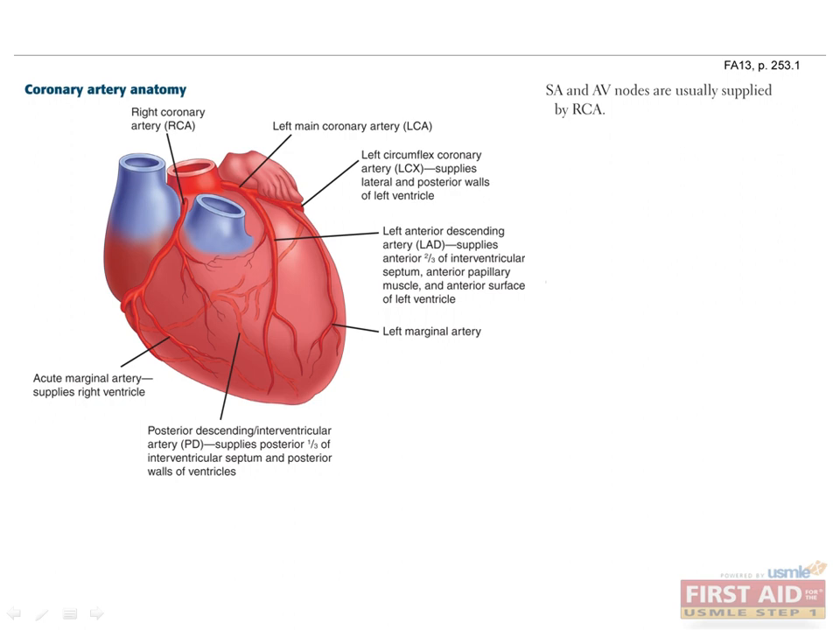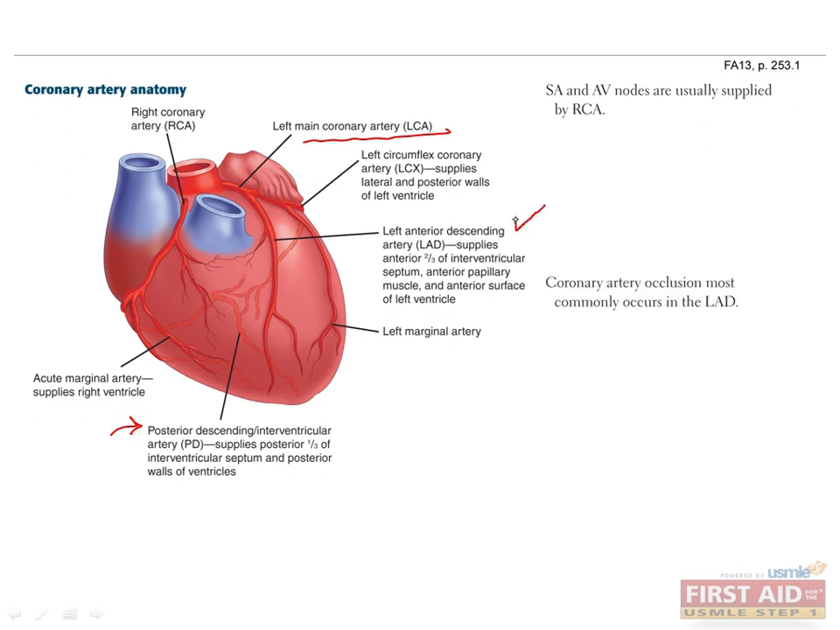First, the RCA normally supplies the electrical conduction pathways of the heart, including the SA and AV nodes. The LCA, which you can see here, supplies the lateral and posterior wall of the left ventricle. The PD supplies the posterior one-third of the interventricular septum and the posterior wall of the ventricles.